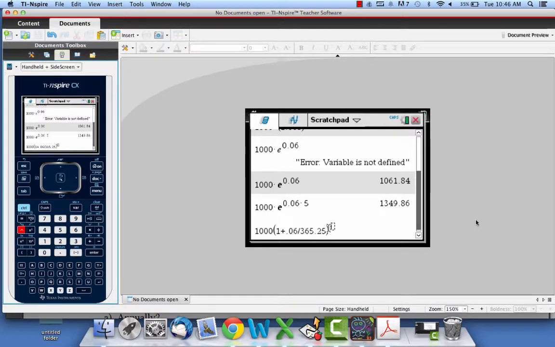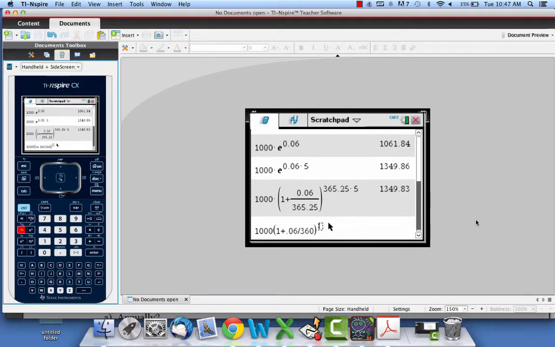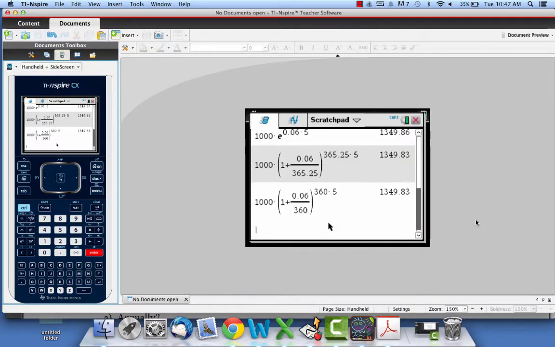And let's say that we do it for 5 years. So to the power of 365.25 times 5. And then let's do it with 360. See, somewhere in some decimal, it was different.